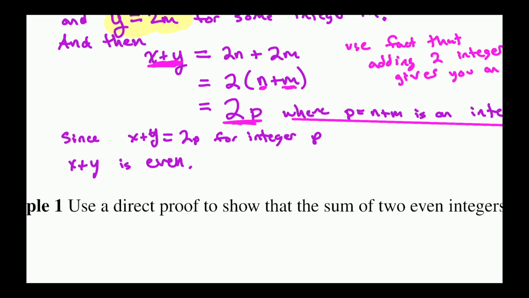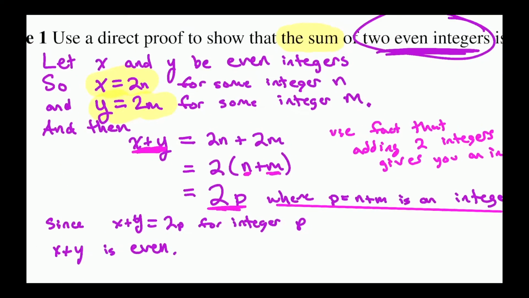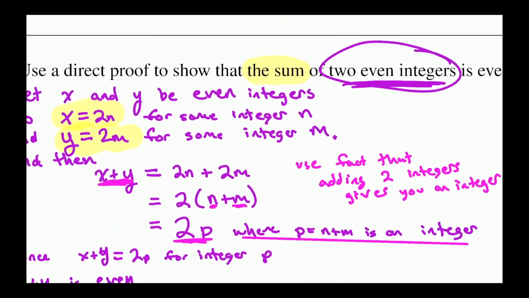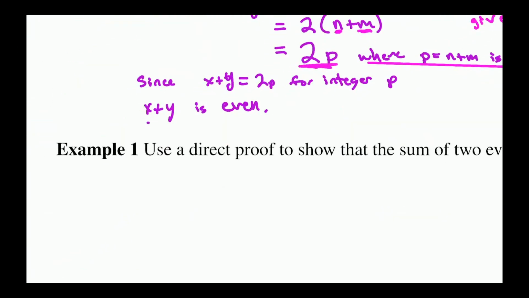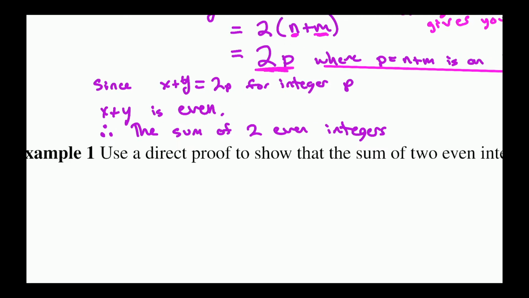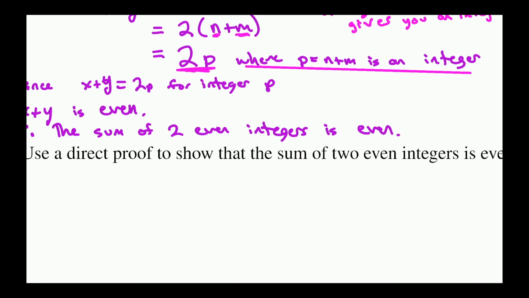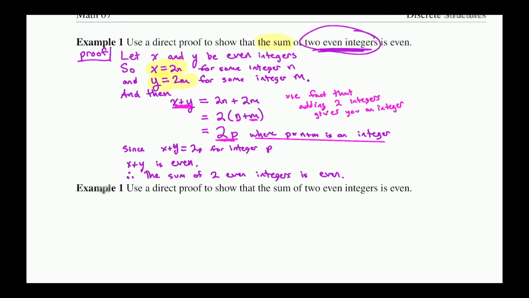And then when you think you've proved it, which we have now, you should restate what you were trying to prove. So the sum of two even integers is even. You can write three dots, remember, for therefore. Therefore, the sum of two even integers is even. All right, so that's a direct proof. When you're done, put a little square box at the end. You could write QED or something like that, but the little square box is what people typically do.